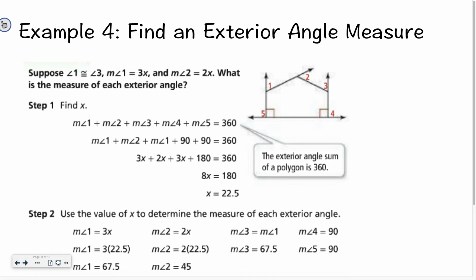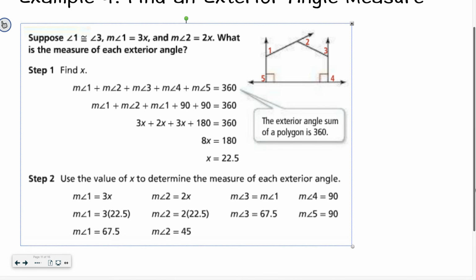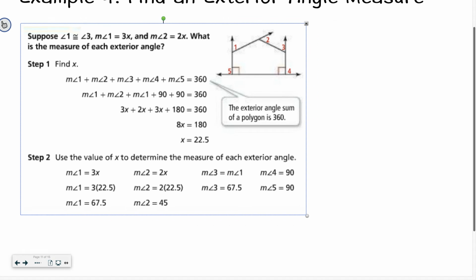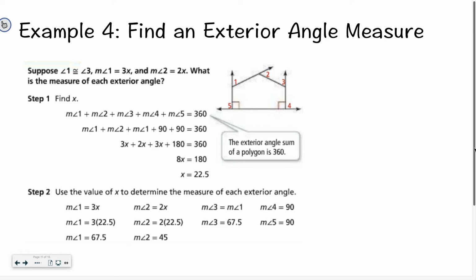But now, let's talk about finding an exterior angle measure. Now this is different because we're not asking about the sum of the exterior angles. If I asked for the sum, you would just say 360. But now I'm going to ask, what is the measure of each exterior angle? This is where things get a little more complicated.